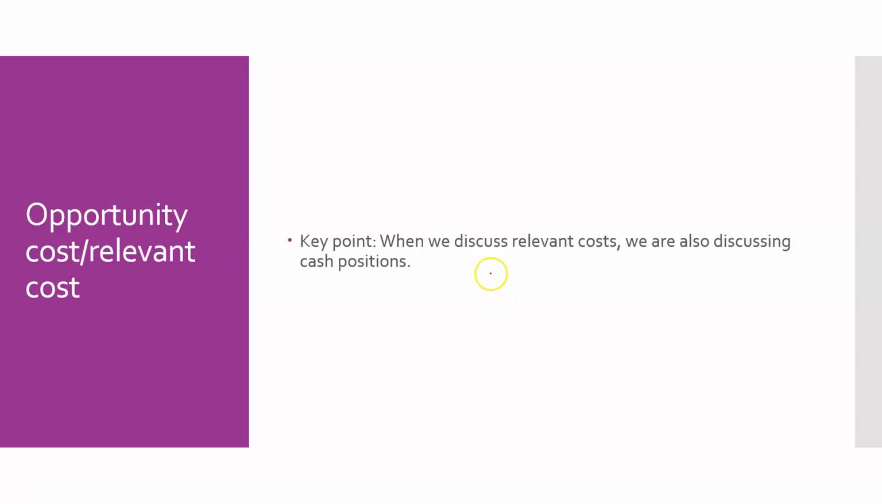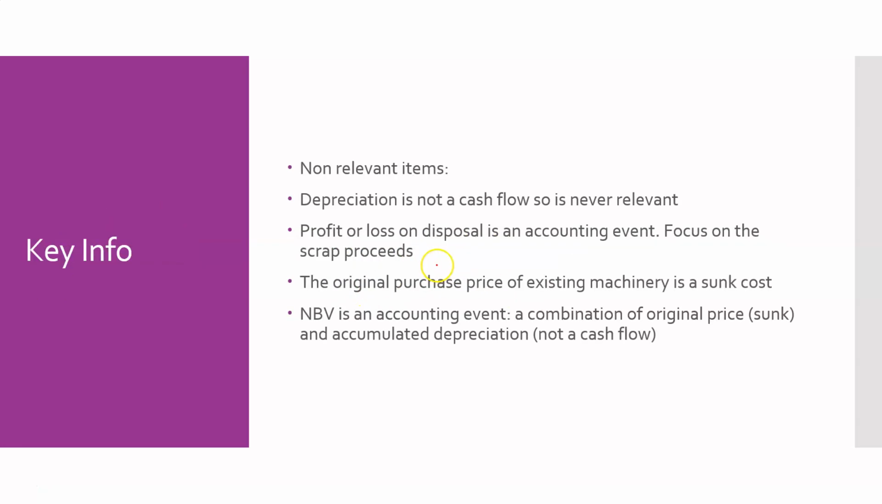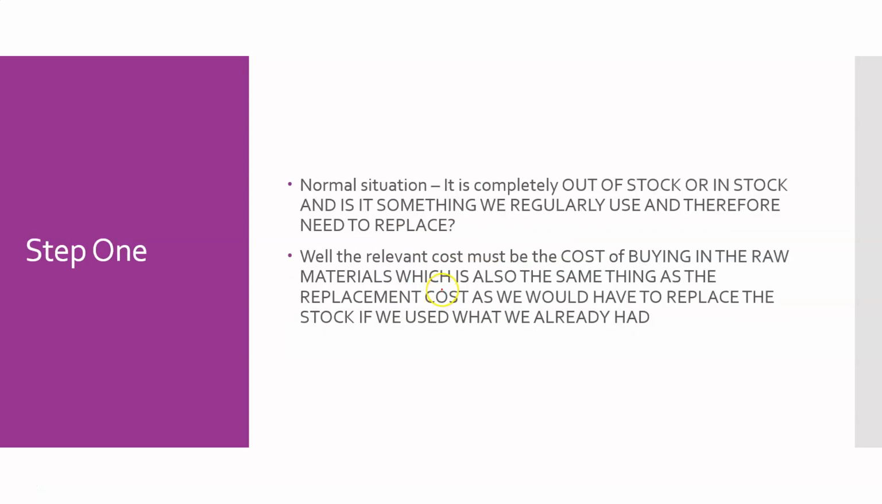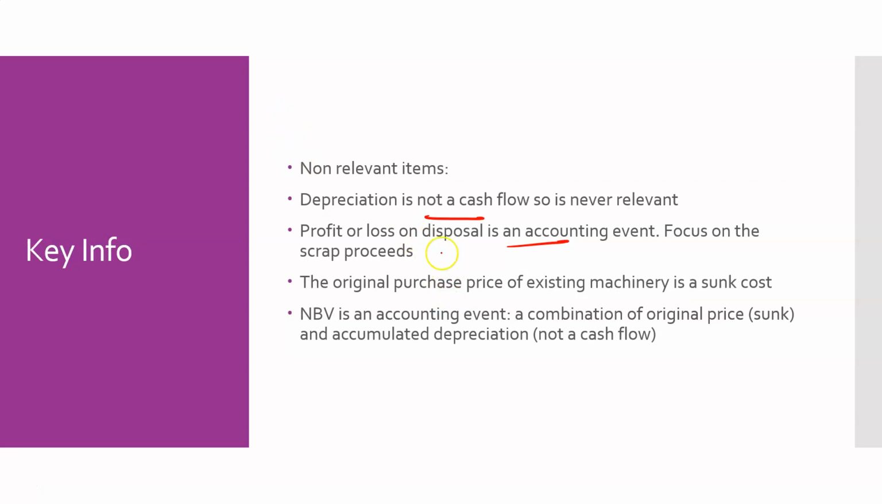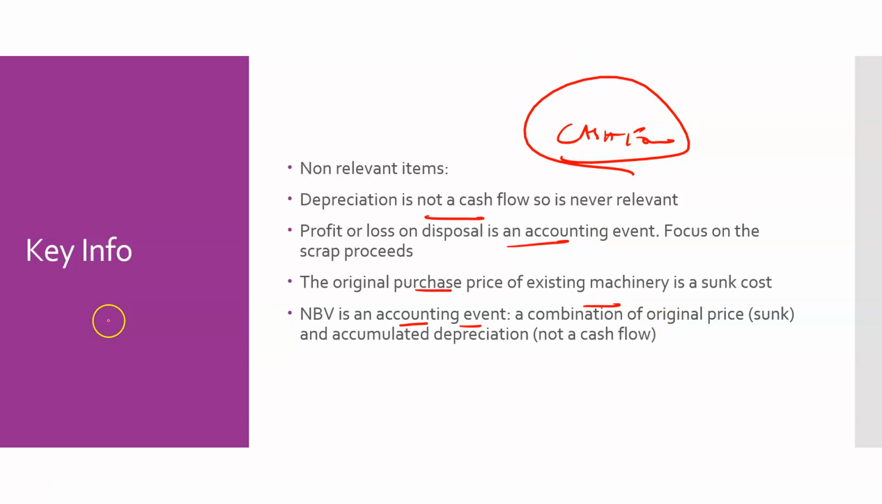Right. Key point, yes, we are discussing cash positions, and there we are. Like I said, depreciation is not a cash flow. Profit or loss on disposal is an accounting event. The original purchase price of existing machinery is a sunk cost, and net book value is an accounting event. So we're really looking at cash flows, and we'll see some examples in a second in the next video.